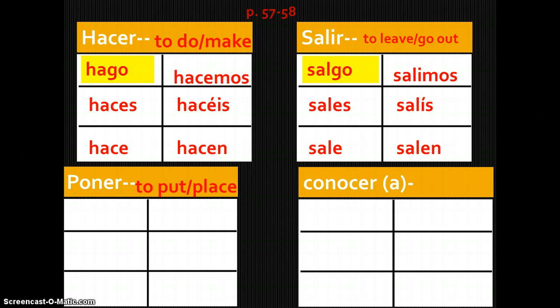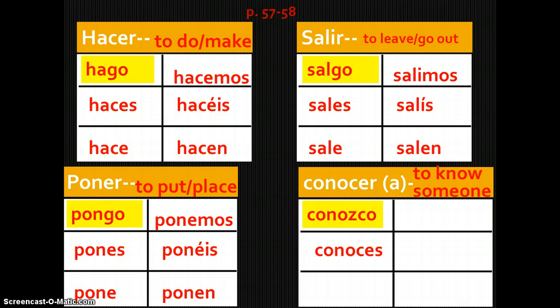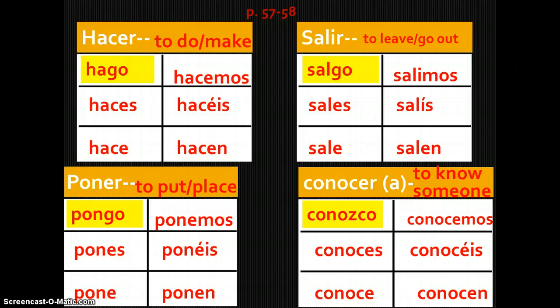Poner is to put or to place. Pongo, pones, pone, ponemos, ponéis, ponen. The yo is the only unusual one, otherwise it's a regular ER verb. Conocer a means to know someone. Yo conozco, conoces, conoce, conocemos, conocéis, conocen. Again, this is a regular ER verb except the yo form only.